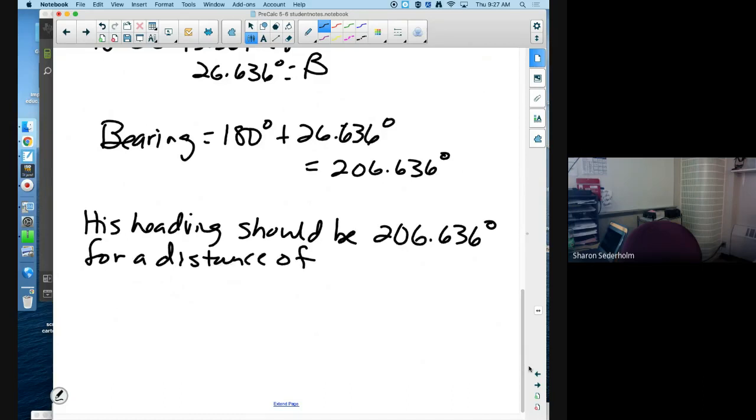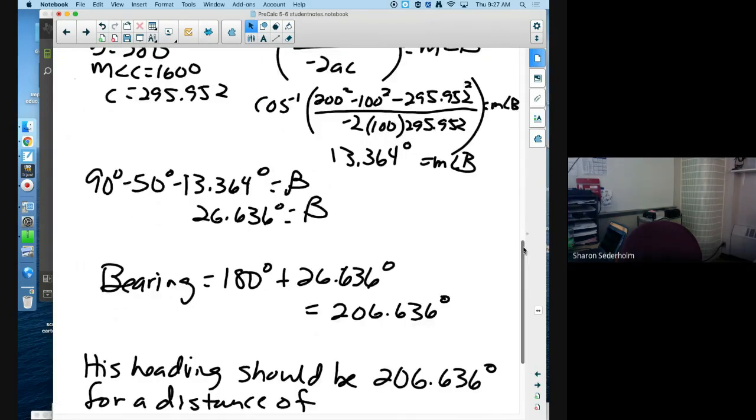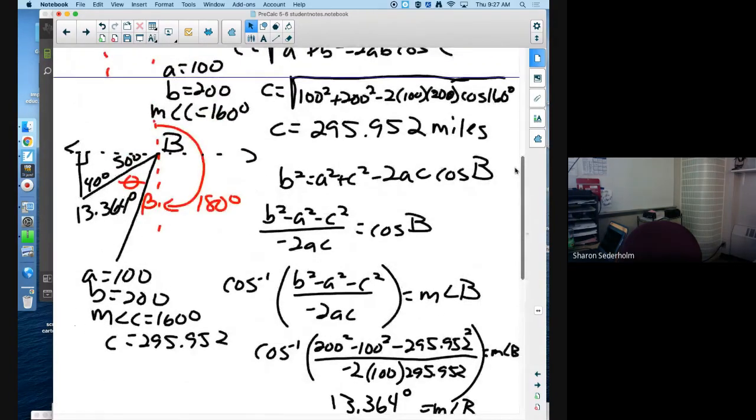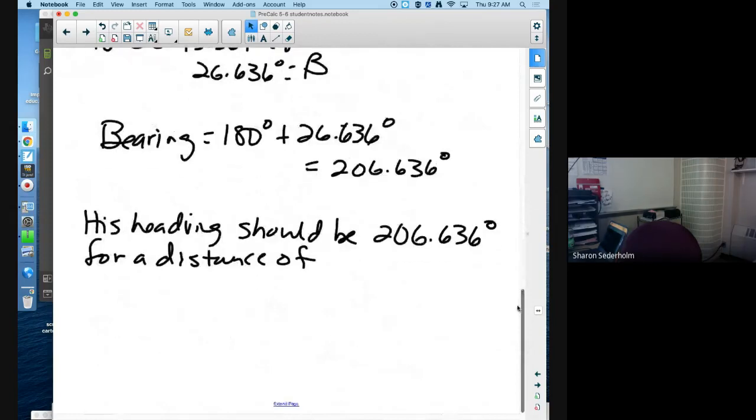oh, let me go back and find that one. Little c, 295.952 miles. Because that was a lot of math and a lot of pictures.